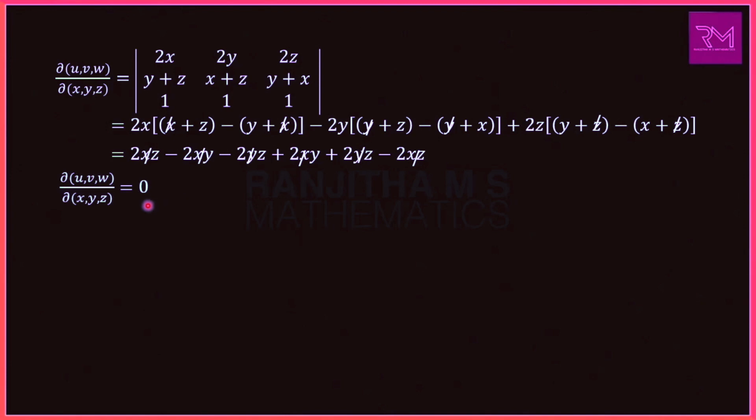The remaining, we get the value of del of u comma v comma w divided by del of x comma y comma z as 0. Here all the values get cancelled. Hence we get the Jacobian value as 0. This completes the problem. Here to solve the Jacobian problem, the important thing is we have to expand the determinant value carefully and simplify.